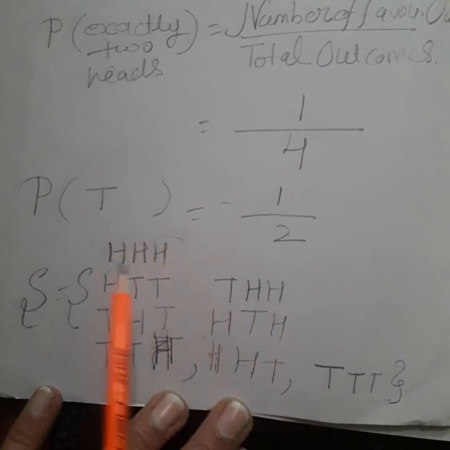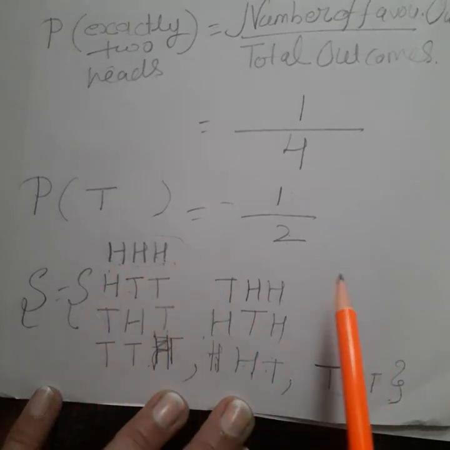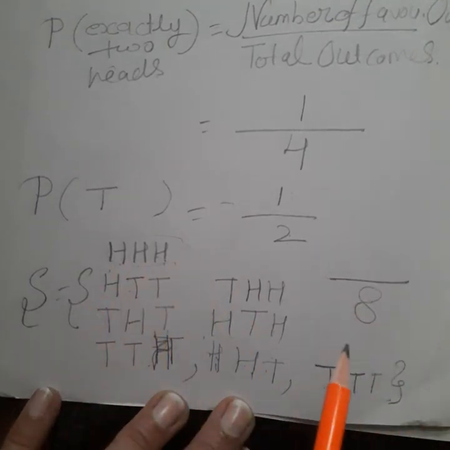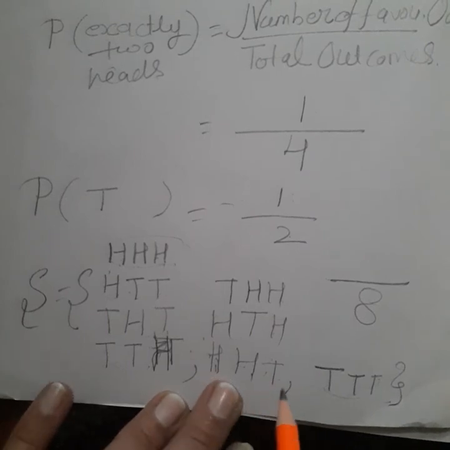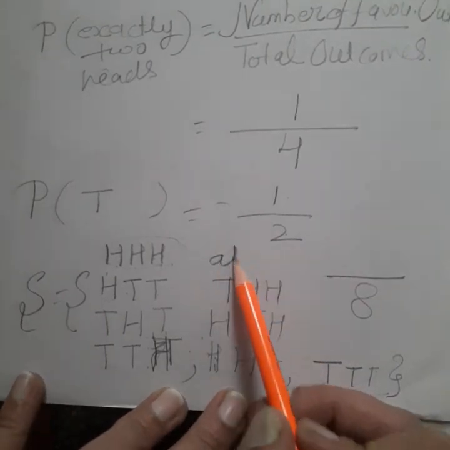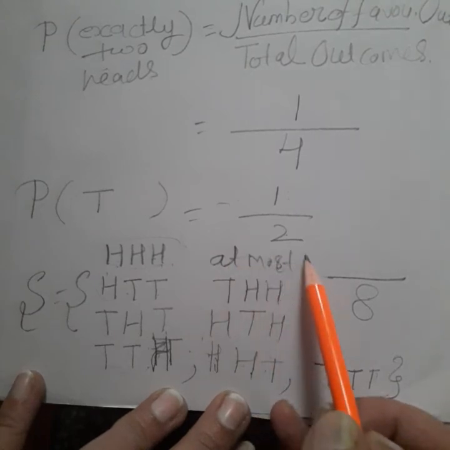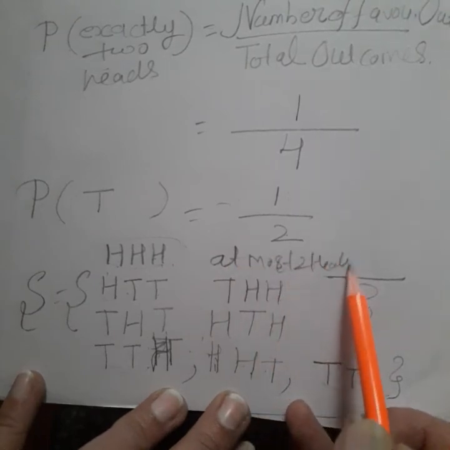So count the possibilities: 1, 2, 3, 4, 5, 6, 7, 8. So we get the sample space of 3 coins is 8. Okay, and suppose that we ask you to find the probability of getting at most 2 heads.